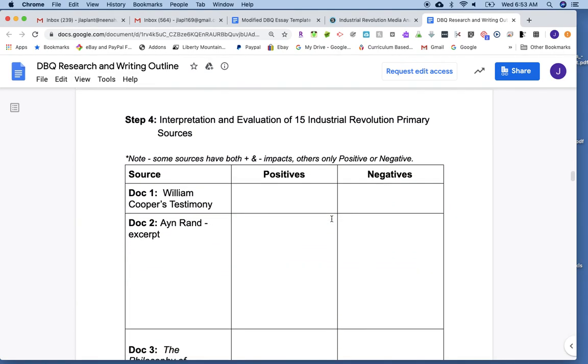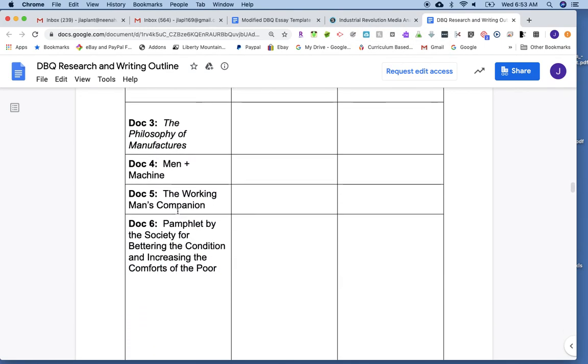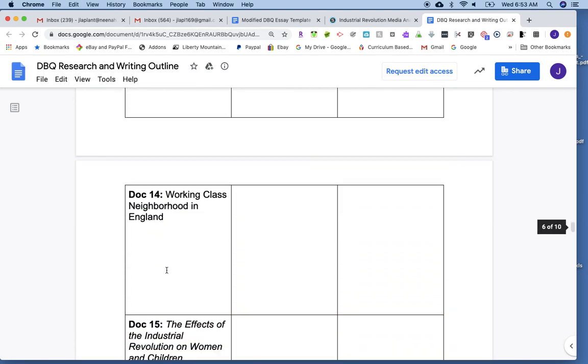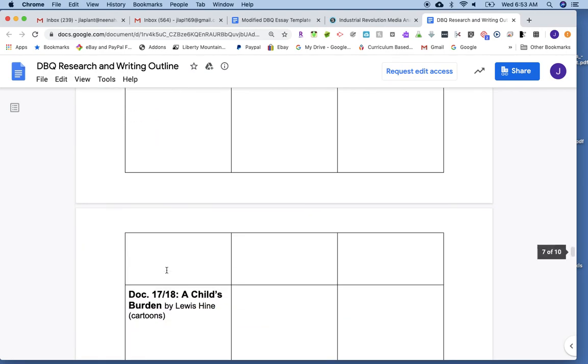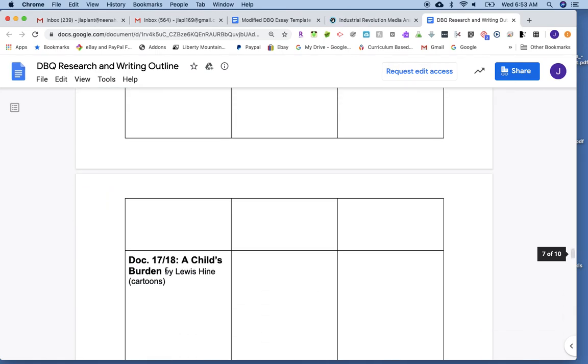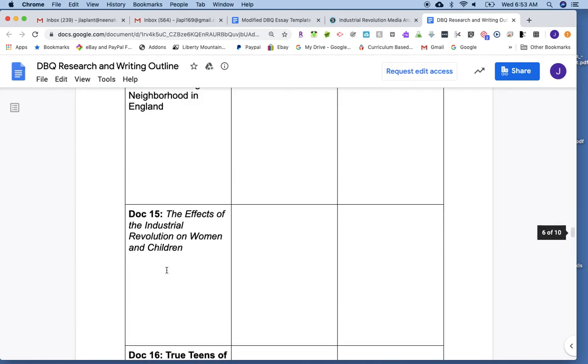Step 4, interpretation and evaluation of 15 Industrial Revolution primary sources. So all of these, we're talking about Doc 1, Doc 2, Doc 3. You're going to see all these documents. I think there's like around 14, 15. Oh, there's more than that. So there's a total of 17 or 18 documents.